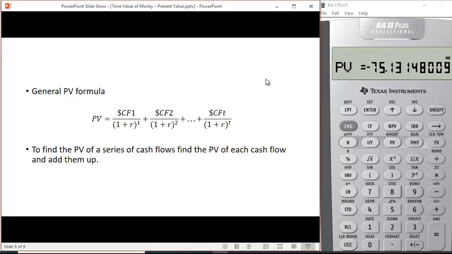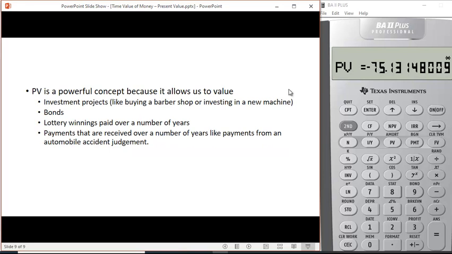So the general formula is find the present value of the first cash flow, add it to the present value of the second cash flow, okay, and do that for all the cash flows you happen to have. Add them up, you have the present value, or you have what that is worth to us today. Okay, this is a powerful concept because it allows us to value a lot of things.